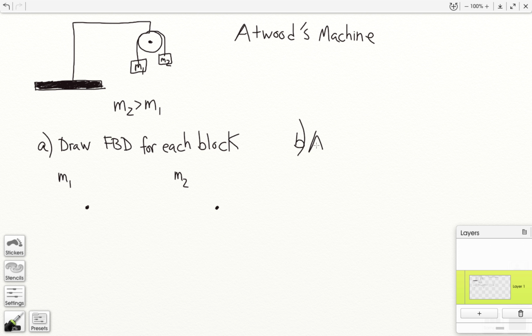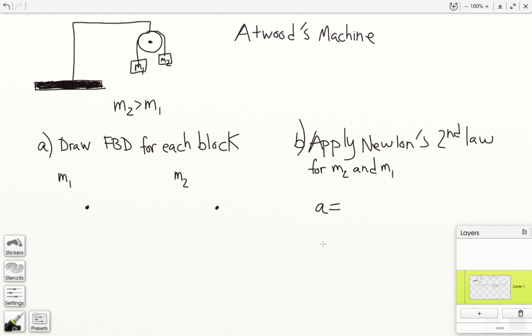Then for part B, I want you to apply Newton's second law for each block, for mass 2 and mass 1, and come up with an expression for acceleration that only uses mass 2, mass 1, and g. So come up with an expression for acceleration. Here I would like you to pause the video and work out these two parts on your own, and then unpause the video and we'll go through the solution.